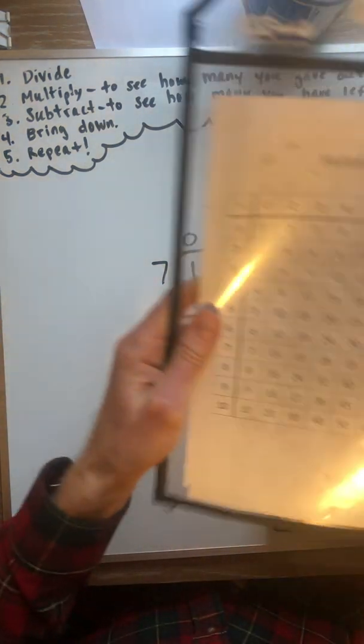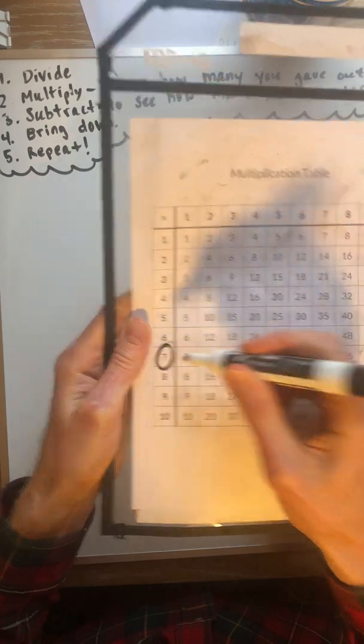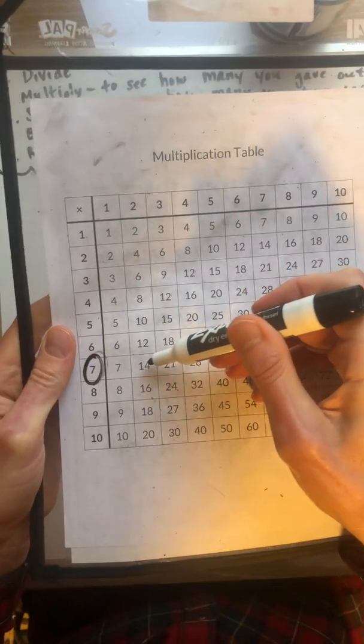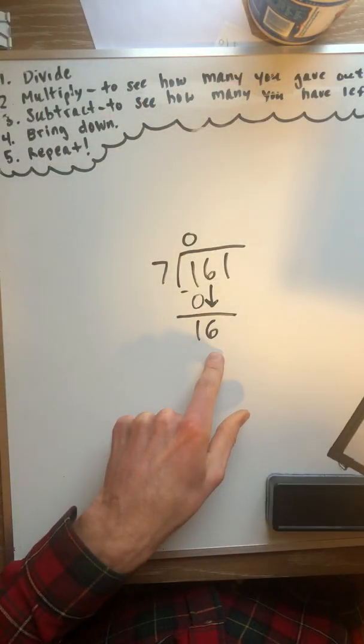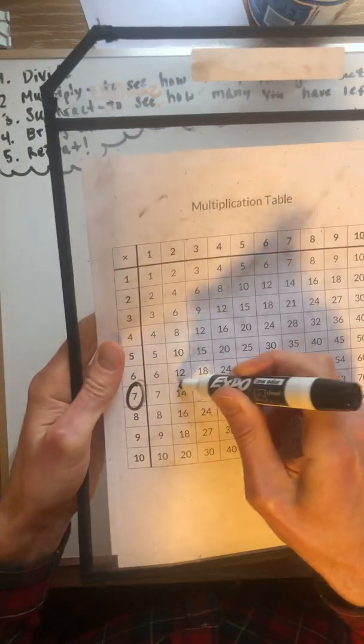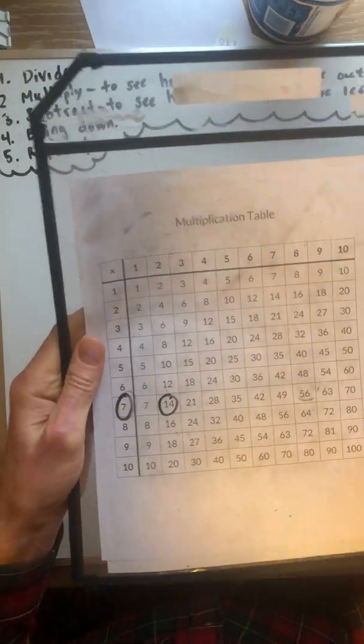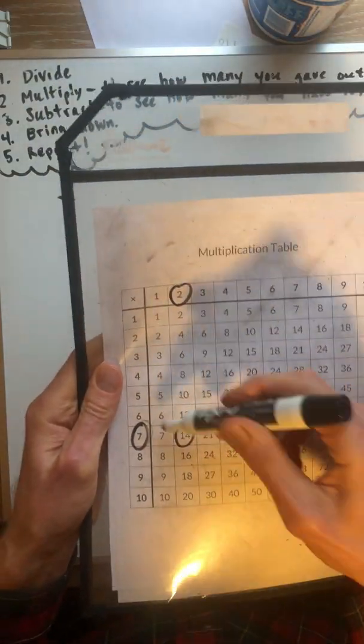So I find the 7s here. Well, 7 times 1 is 7. 7 times 2 is 14. That's pretty close. 7 times 3 is 21. He doesn't have 21, does he? He only has 16. So it can't be 21. It's got to be the 14. That's all he's going to be able to give out. So 7 times what is 14? 7 times 2 is 14.